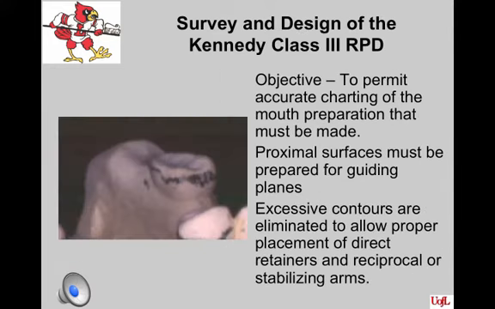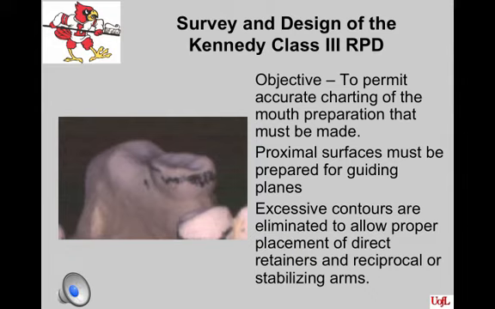Surveying permits an accurate charting of the mouth so that we can do mouth preparation. For instance, the proximal surfaces must be prepared for guide planes, and that survey line needs to be at least 3 millimeters below that marginal ridge. Our surveyor indicates and shows us what we have to do to achieve that purpose on those teeth.